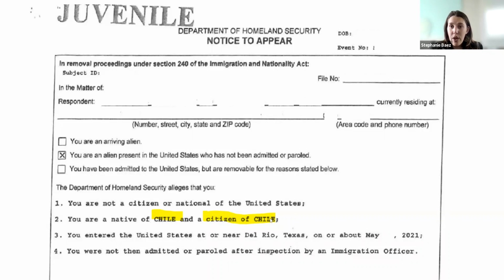We would want to make sure that on the record, we're making clear that this child is a citizen of Haiti as well, because we don't want a record where we're just admitting that she's Chilean and not have a record showing that she's a Haitian citizen for purposes of our TPS. So that would be one point to make.